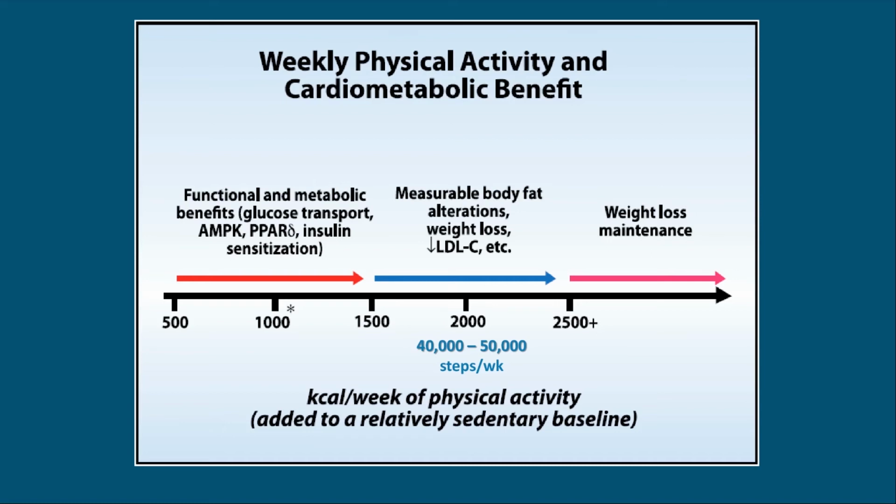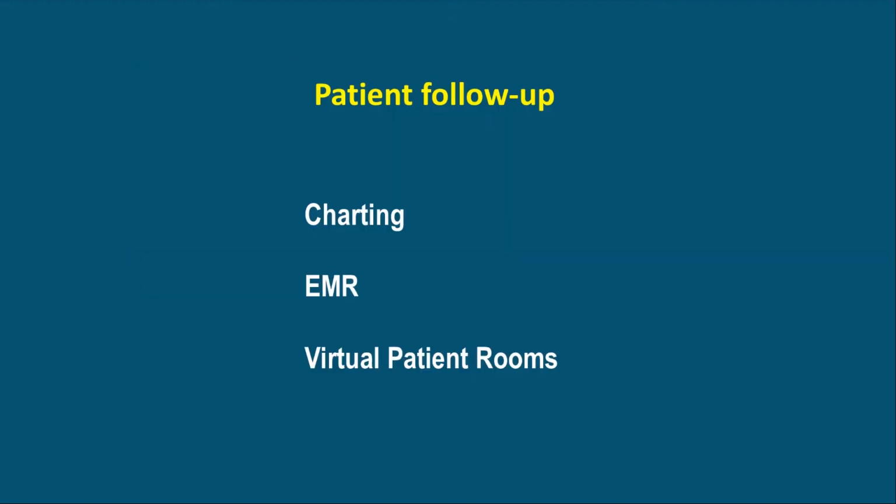Whatever that baseline is, you need to add 40 to 50,000, if not more. So the total step count, including activities of daily living, is at least 70,000 steps per week to get measurable changes in adiposity and LDL and triglycerides and a number of other variables. So just to give that some meaning there.